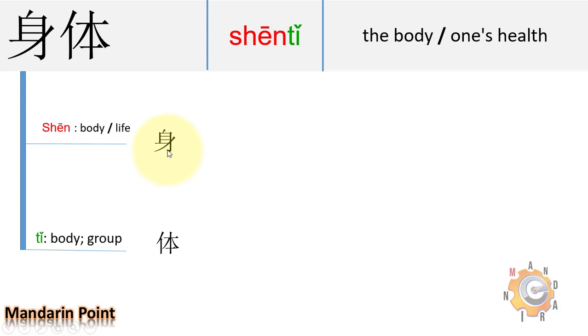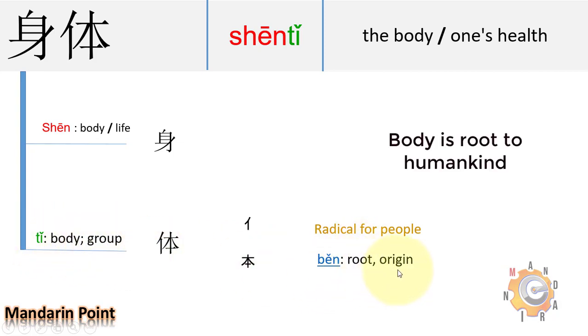So we are not going to decompose it, rather we are going to decompose this character because it is a combination of different other characters. On left side it is this character and on right side it is this character. This character is radical for people, and this character is ben, which means root or origin. So you can get the idea of this ti, which means body, that it is the root or origin for humankind or for people. So this shenti means the body or one's health.